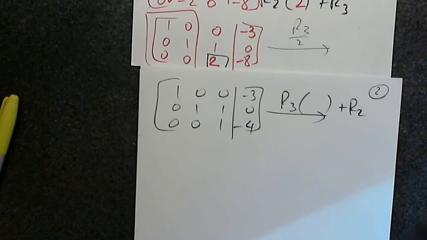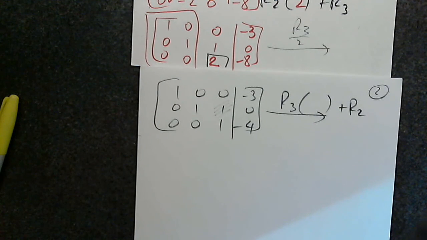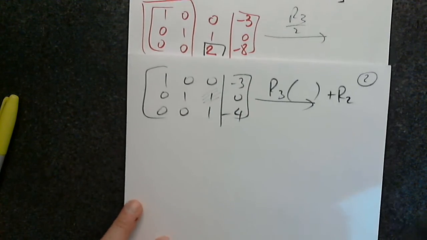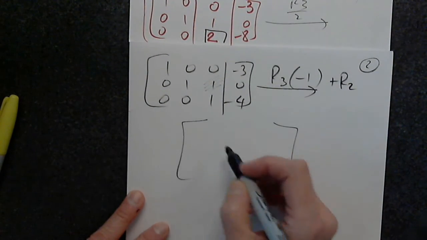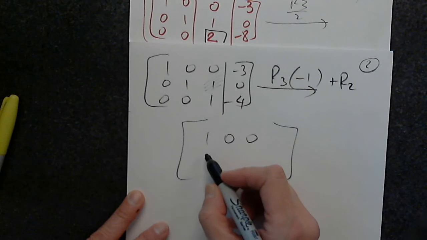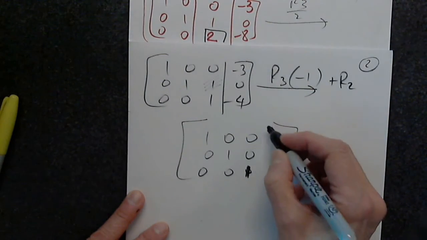So what do I need? The only thing that I need to eliminate is this. Nothing else. What do I multiply row 3 by to eliminate this? -1. So finally, I have 1, 0, 0, 0, 1, 0, 0, 0, 1, of course.